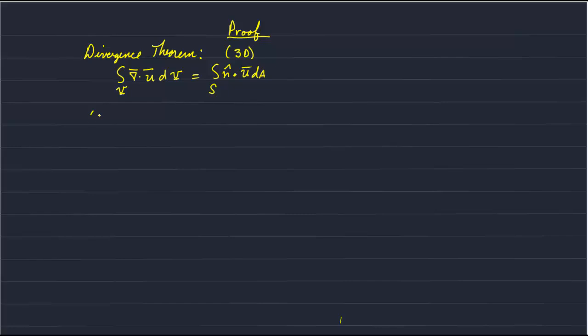There's also a 2D version, and that states that the integral over an open surface S of the divergence of our vector field, so the divergence integrated over the area of an open surface, is equal to n hat, which is normal to the edge of the surface, dotted with U dr, integrated over the closed curve around the edge of the surface.